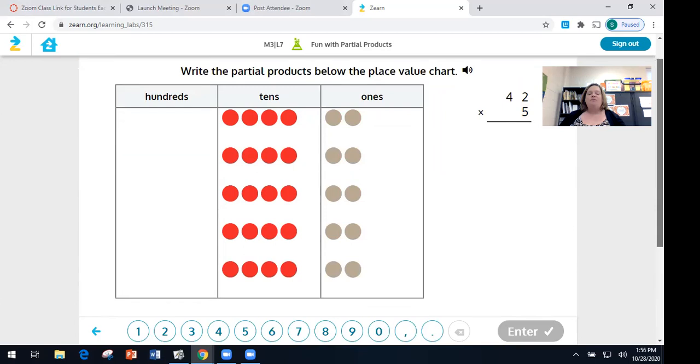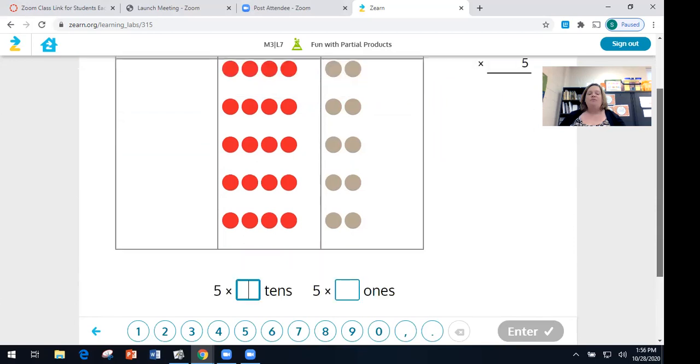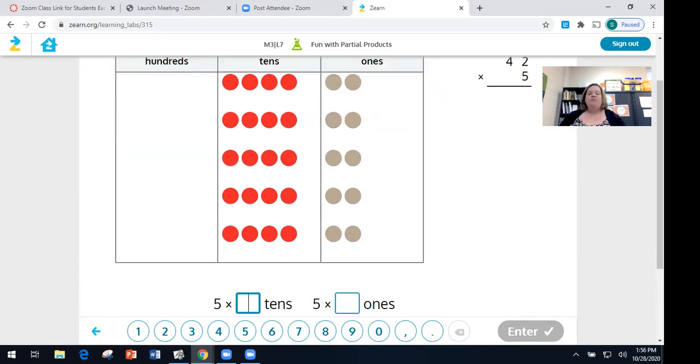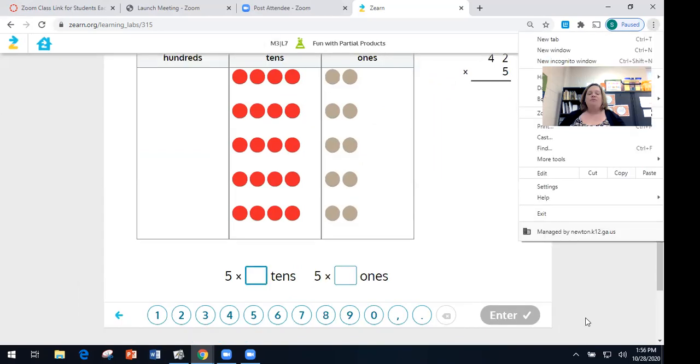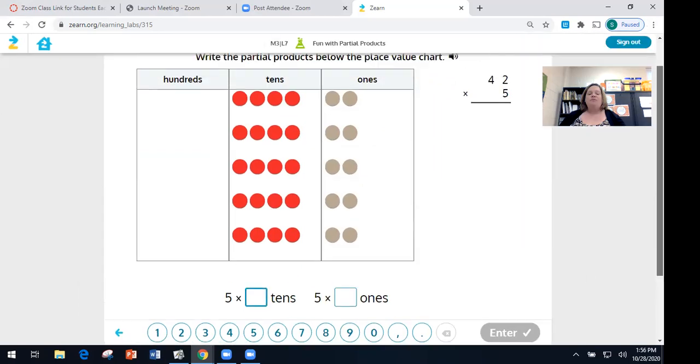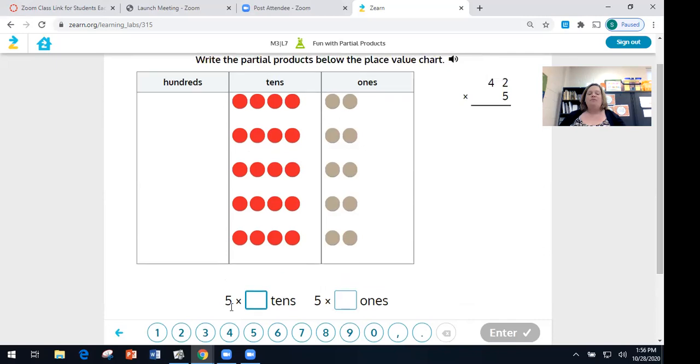Write the partial product below the place value chart. All right, so I'm going to make this a tiny bit smaller so we can see the whole thing without Dr. Price having to go back and forth. So 5 times how many tens? Well, we had 5 times 1, 2, 3, 4 tens. Now I wouldn't want to count all of them because it's taking one row and then multiplying it 5 times. So there are 4 tens in one row and there are 2 ones in each row.